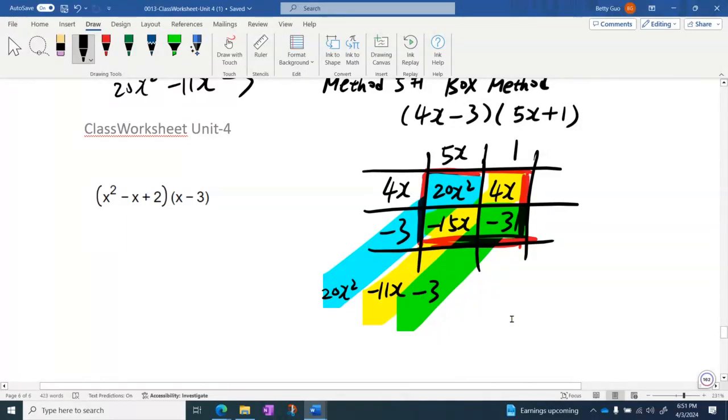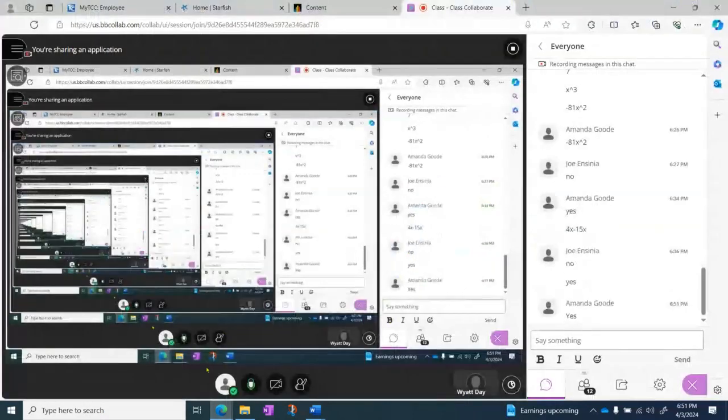Any questions about the box method? Do you like the box method? Very useful. The box method. Am I clear about the demonstration? Yeah, we are going to practice more.